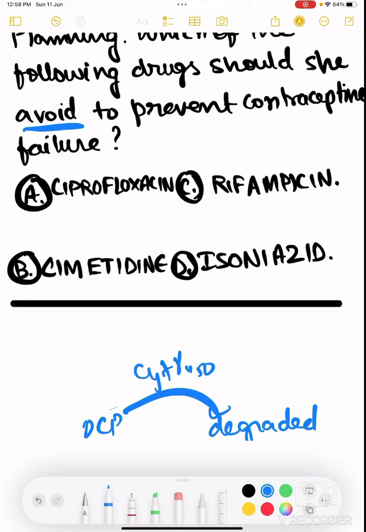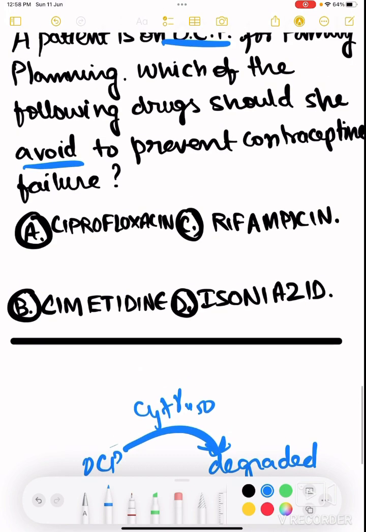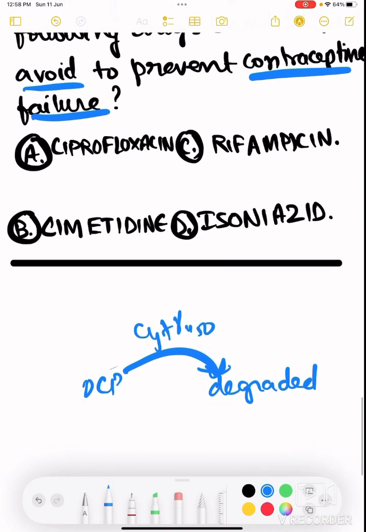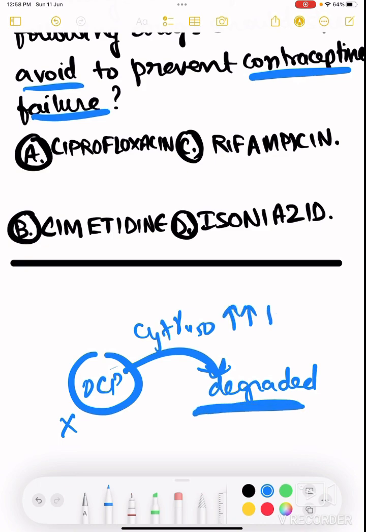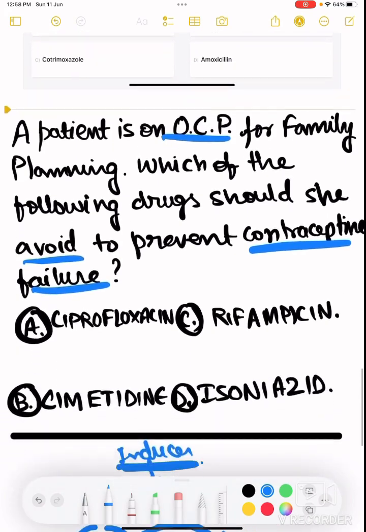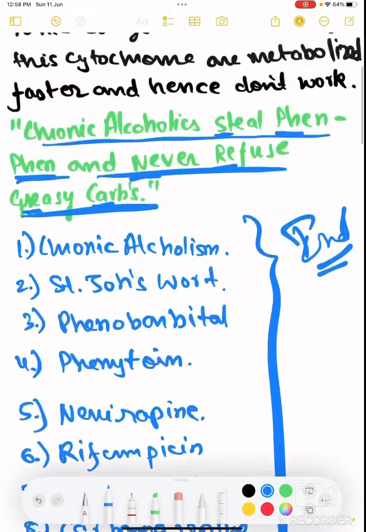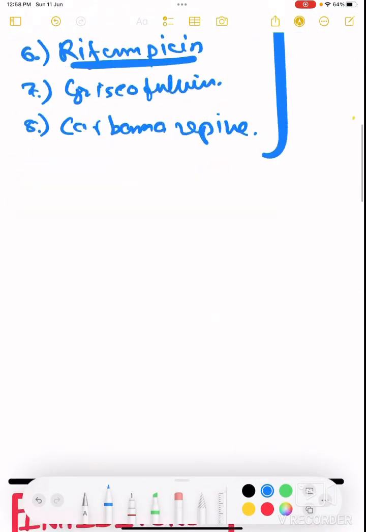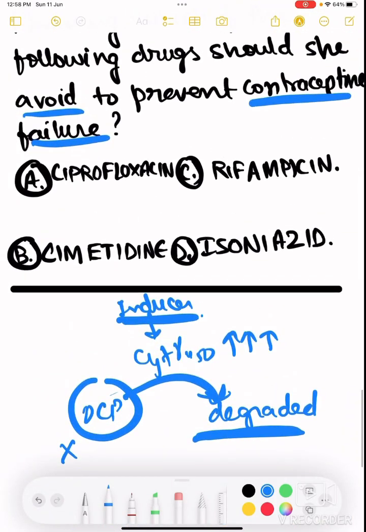Okay, now when will there be contraceptive failure? There will be contraceptive failure when the OCP is degraded faster, meaning cytochrome P450 is acting higher, which means when we give an inducer. Which of the following is an inducer? From the list we can see, the only inducer over here is rifampicin. The rest are all enzyme inhibitors. So rifampicin is your answer.